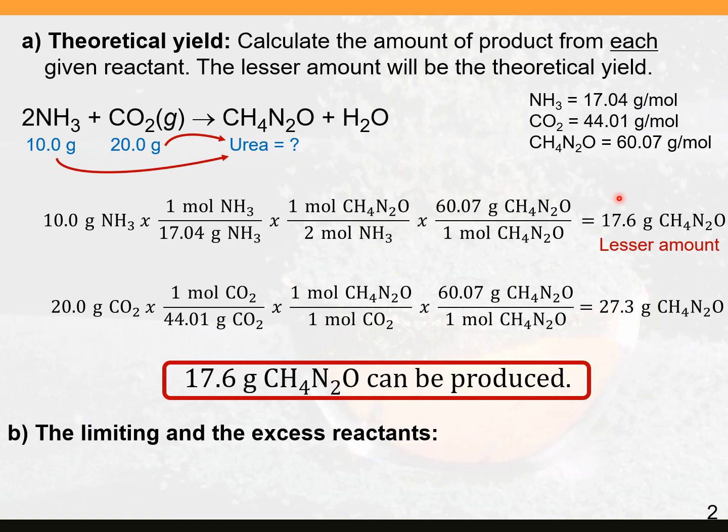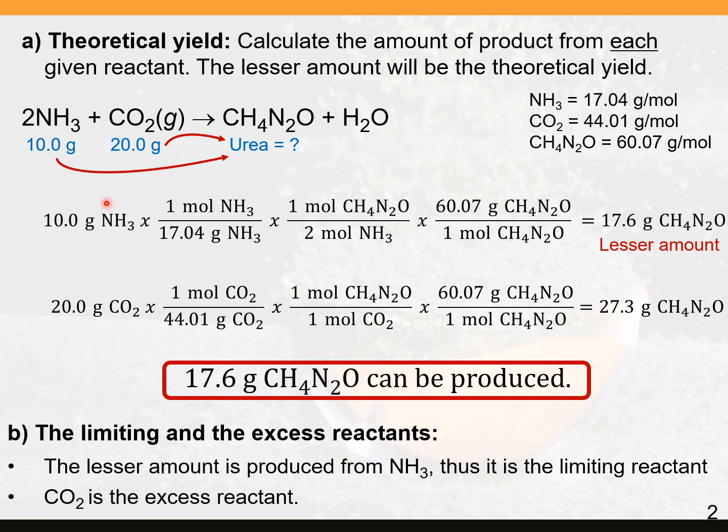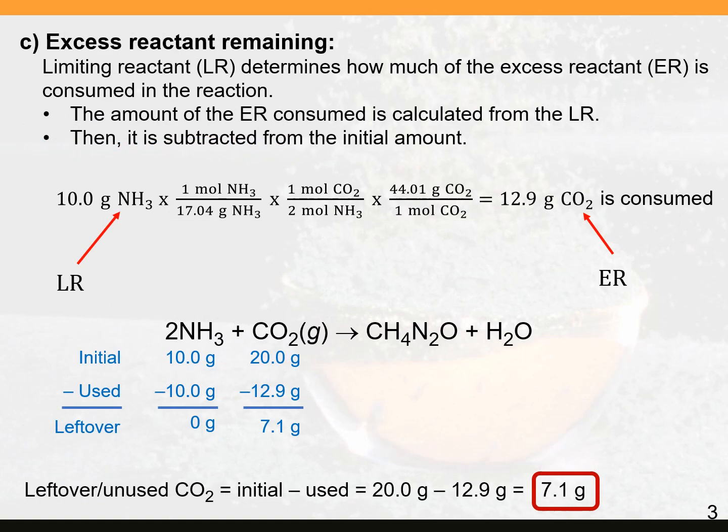Since the lesser amount is calculated from ammonia, ammonia is the limiting reactant. This makes carbon dioxide the excess reactant. The calculation of the excess reactant remaining is a two-part calculation.